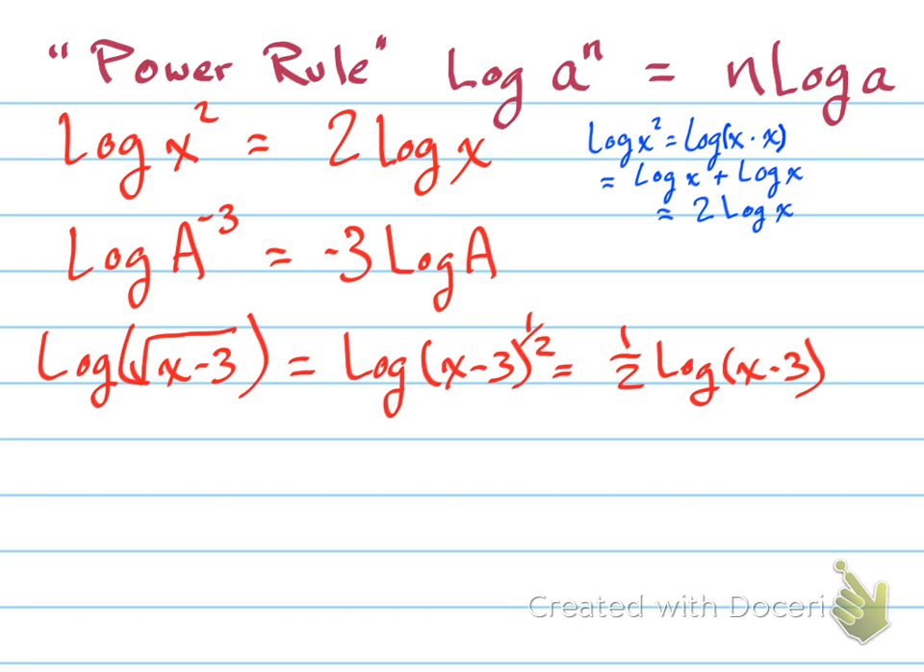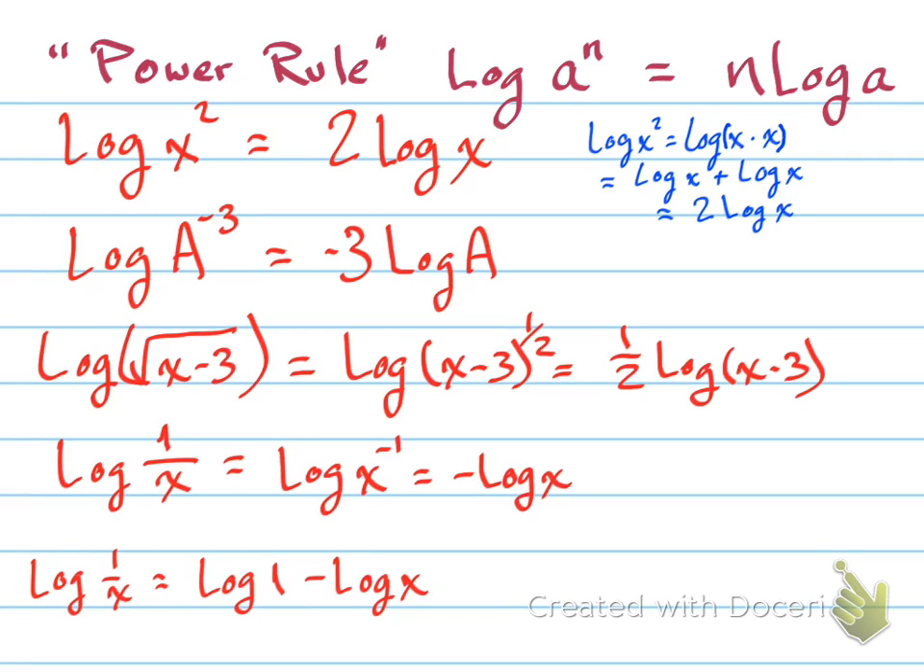All right, let's look at another one kind of like that. In a sense, log of 1 over x, well, that doesn't look like an exponent or a power or anything like that. But if you think about 1 over x, you could think of it as being the same thing as x to the negative 1 power. So there it is, an exponent. And we can write that log of x to the negative 1 as negative 1 times log of x. So there you go.